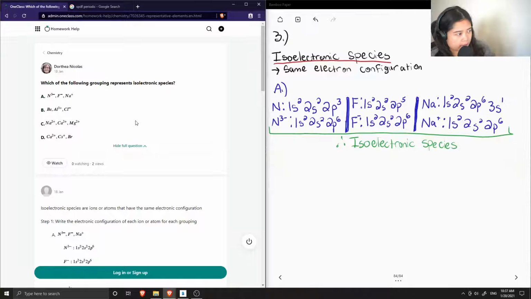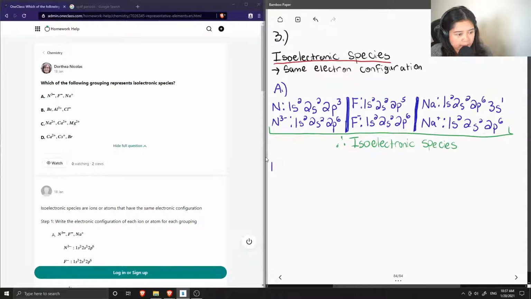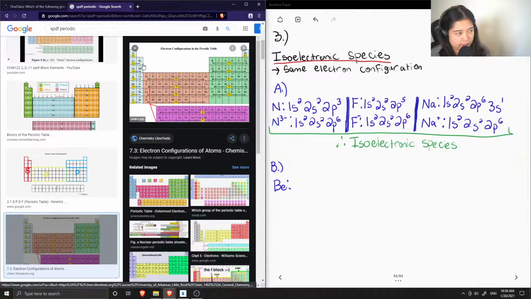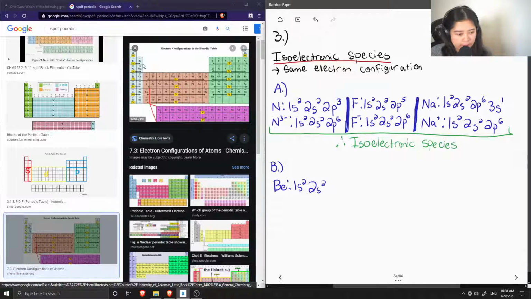Okay, so I guess we already solved the question, but we can double check and do the second part. Let's do B just to see if it is incorrect. So we have a ground state beryllium atom, and its electron configuration. Beryllium is found here, atomic number 4. It would just be 1s2 and then 2s2, and then it ends there.